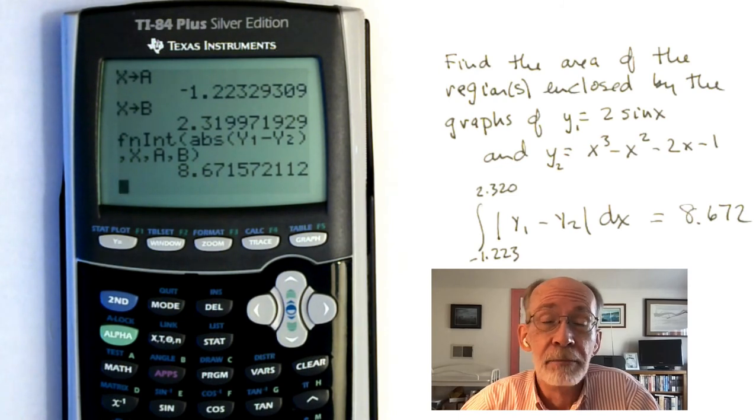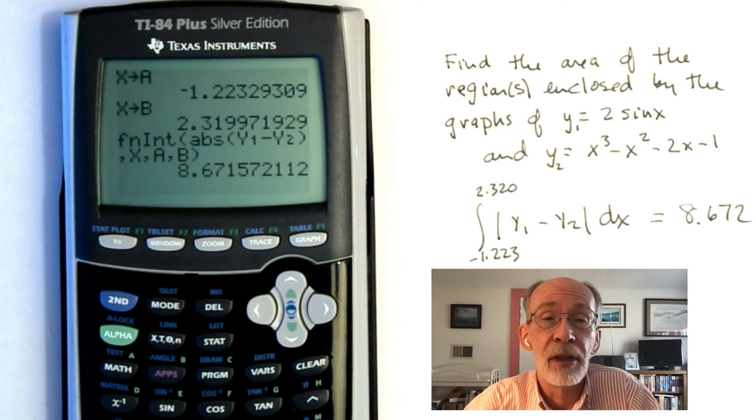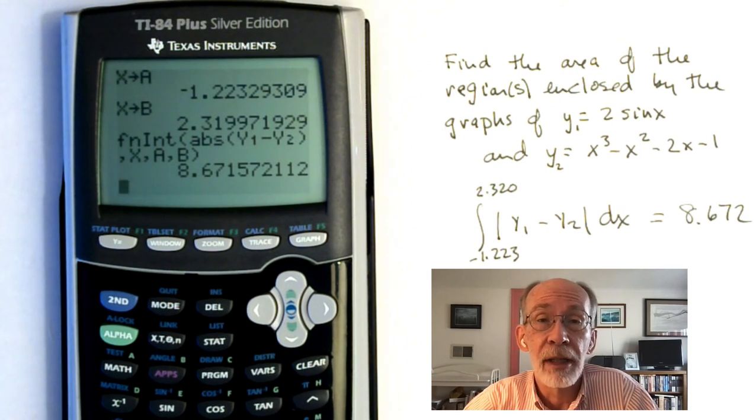So that's the deal. You get your points of intersection or your limits of integration, whichever ones you need, using the solver. You store them in memory in order to minimize rounding error. And then you just use the fnInt command to evaluate the integral.